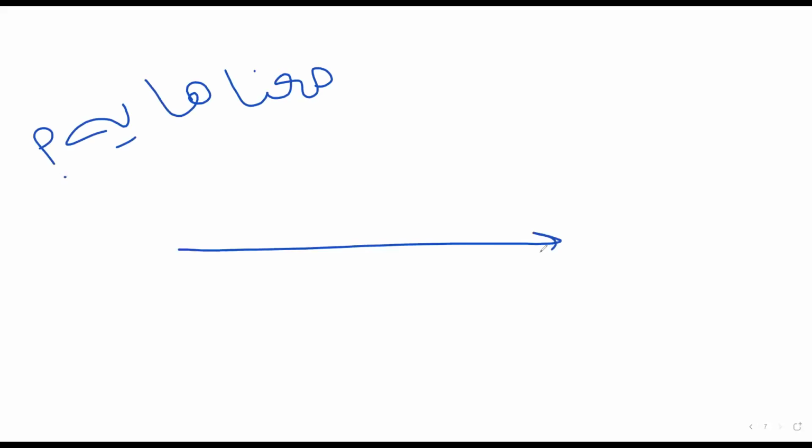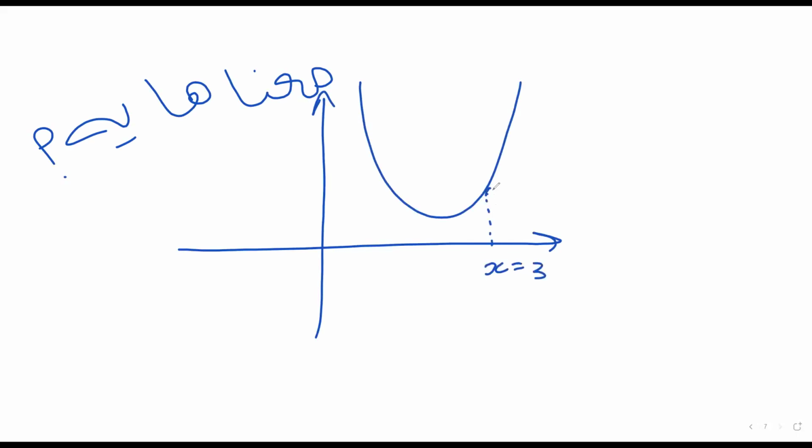What does it mean? It means that if my curve is drawn on the coordinate plane, and I go to x equals 3 and draw a tangent to the curve there, what will be the gradient of this tangent? This is what it means. Okay? So, how do I solve?